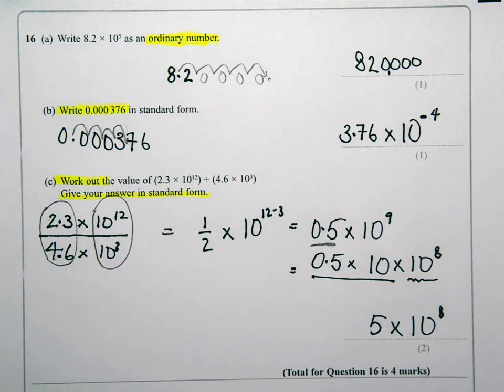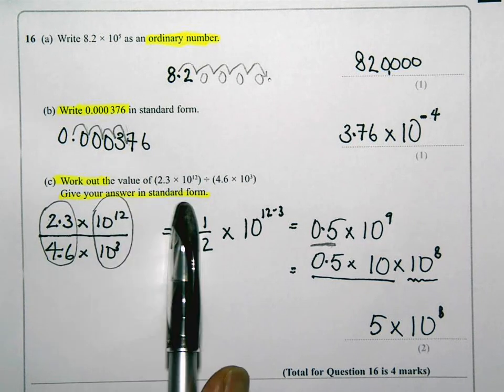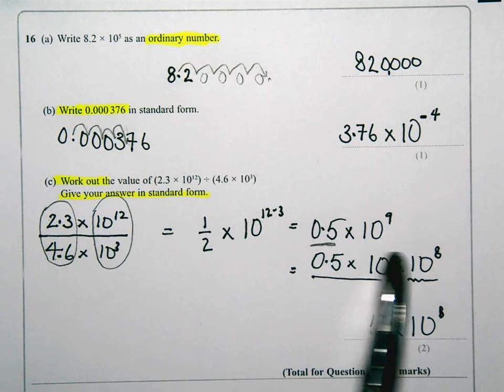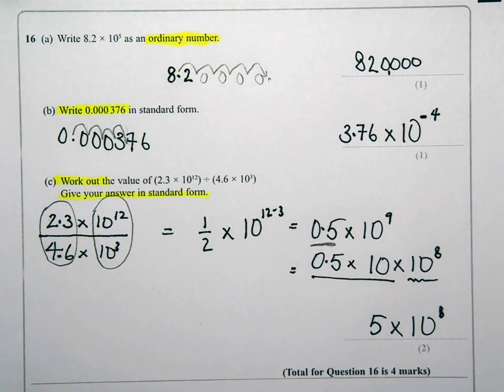So the question says, give your answer in standard form. If I left it like it was up here, that wouldn't have been standard form. In order to get full marks, I need to go all the way to this. This is a particularly complicated question, but the maths is simple. If you know your stuff and you know how to do it, it shouldn't take you too long. Make sure you do know, make sure you understand it. Look at this a couple of times, make sure you do get the full marks in it.